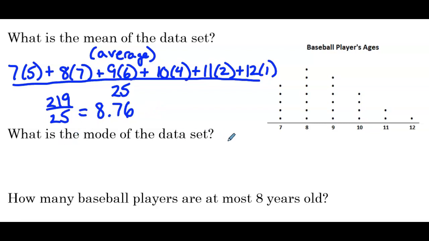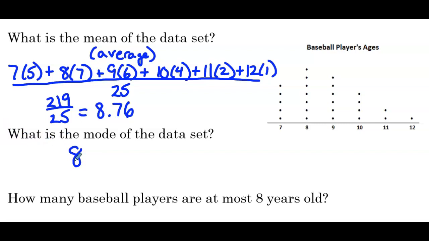What is the mode of the data set? So that's just the data that is repeated the most. So if we look at our dot plot, 8 is the data point that is repeated the most, so the mode is 8.